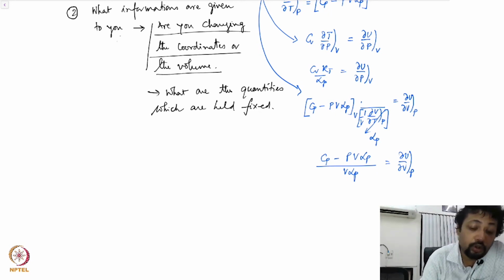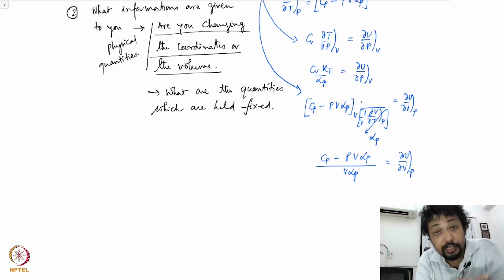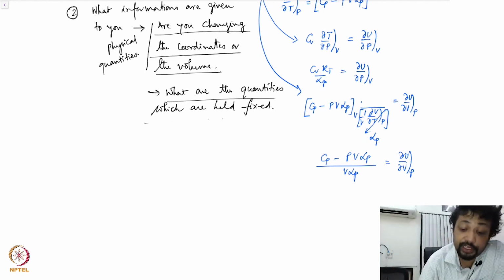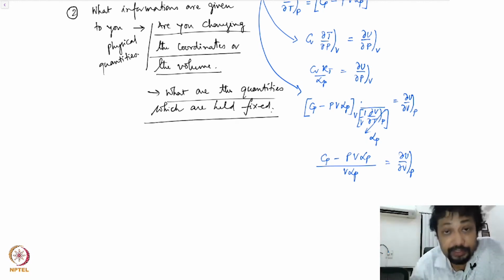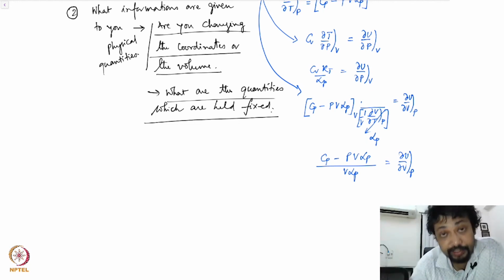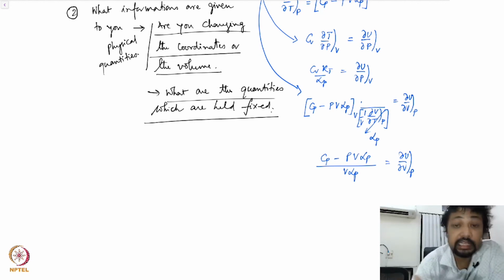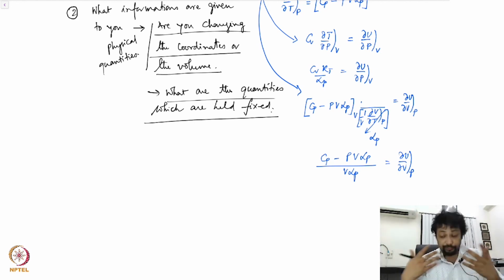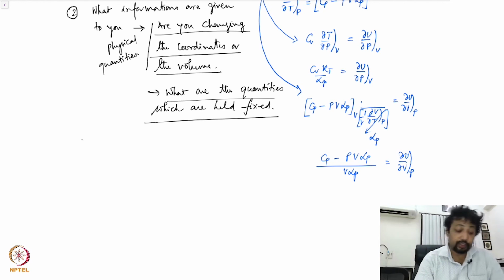Which means, what are the physical quantities that are being changed? Are you changing the temperature? Are you changing the pressure? Are you changing the volume? And then again, what are the quantities which are held fixed? Is it an adiabatic process? Is the entropy being kept fixed? Is it an isothermal process? That means the temperature is kept fixed. Is it an isobaric process? That means the pressure is kept fixed. Is it an isochoric process? That means it's the volume which is kept fixed. So this information you must clearly find out.